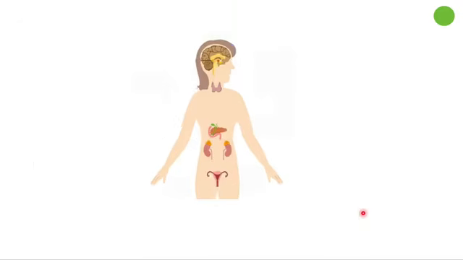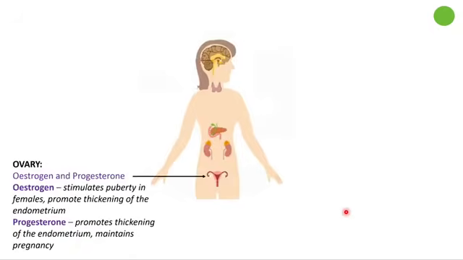And then in females, obviously we have the ovary, which is the counterpart of the testes, and it produces two hormones. Estrogen stimulates puberty and the secondary female characteristics, as well as the thickening of our endometrium. So that target organ would be the uterus. And then progesterone also promotes the thickening of the endometrium, and it maintains the endometrium during pregnancy, so it allows for the pregnancy to run its full course of 40 weeks.